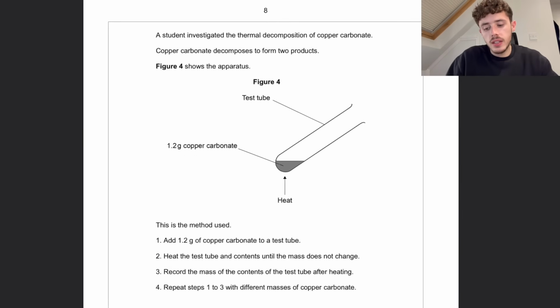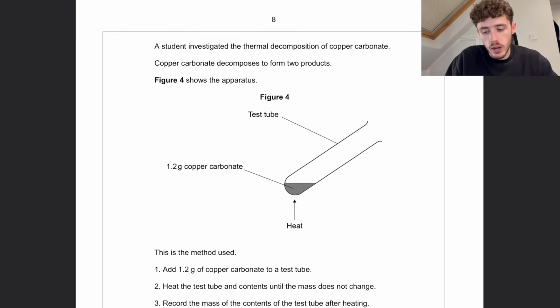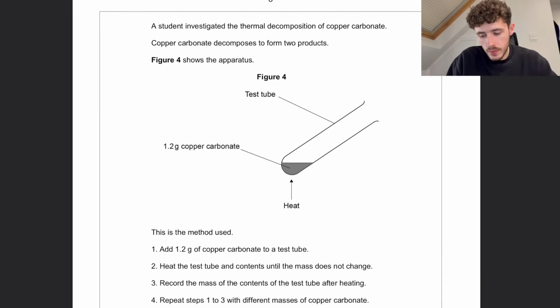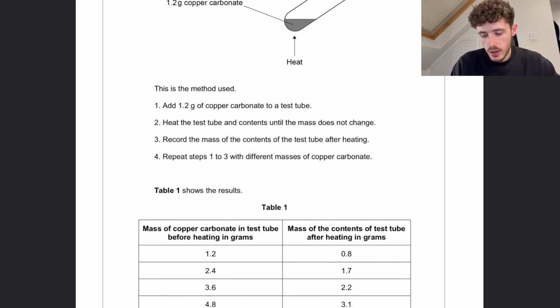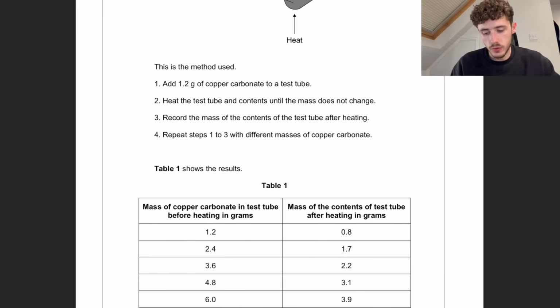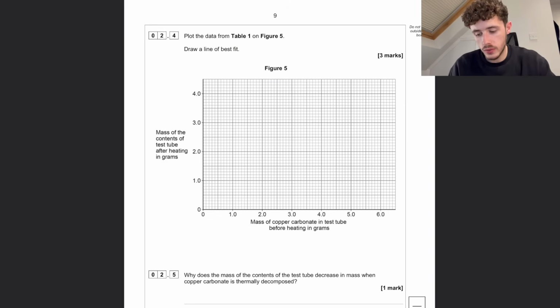A student investigated the thermal decomposition of copper carbonate. Copper carbonate decomposes to form 2 products. So here we have figure 4 where we have a test tube with the copper carbonate in, which is being heated up by a Bunsen burner. And there is the method. And then we also have some results. So we will come back to this. We'll have a look at the question first.